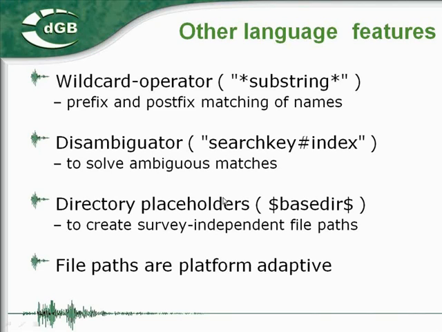We have seen directory placeholders between the $ signs, which are used to create survey-independent file paths. And one other feature is that the file paths which are recorded are platform adaptive. So if you record a script on Windows and later on it is run on Linux, then the backslashes are automatically replaced by slashes.